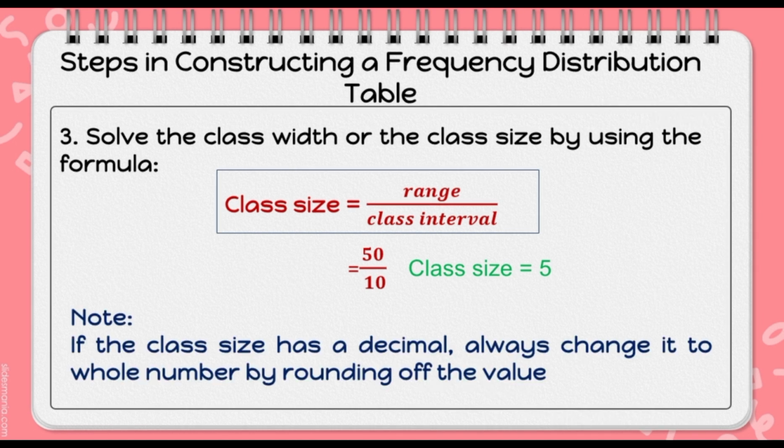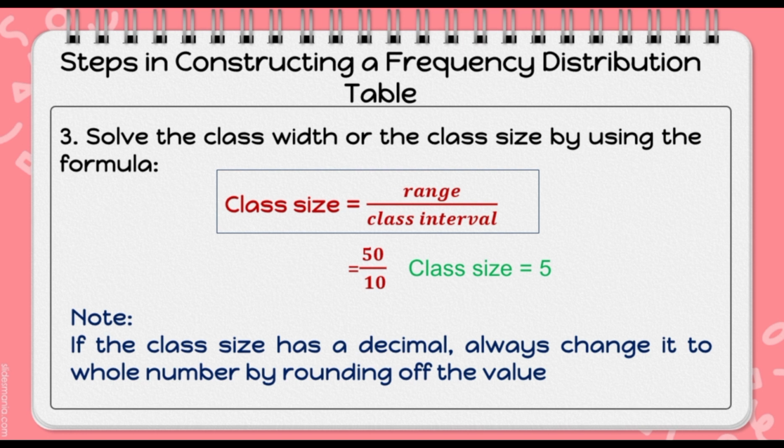By the way, you have to take note of this. If the class size has a decimal, always change it to a whole number by rounding off the value. So you have to remember the rules in rounding off a number. For example, 0.4 and below, our whole number is still the same. For example, 4.4 is equal to 4.